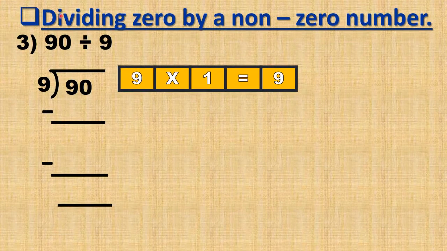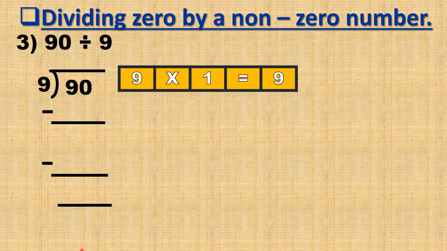Next example, dividing 0 by a non-zero number. Students, remember this point. When 0 is divided by any non-zero number, the quotient is always 0. The third example, 90 divided by 9. 90 is the dividend and 9 is the divisor. The dividend 90 has 9 tens and 0 ones.